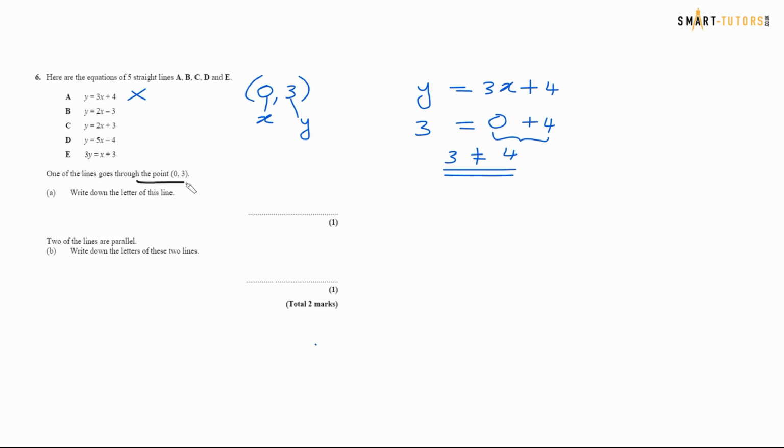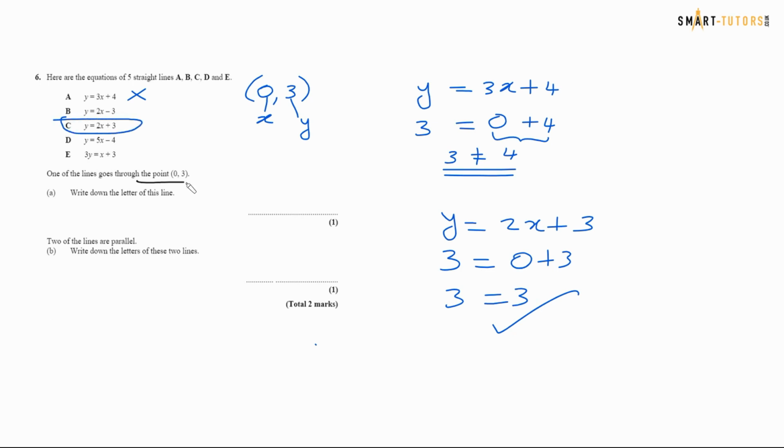So 3 is the y. Okay, let's take this y equal 2x plus 3. The y coordinate is 3, the x coordinate is 0, so 0 plus 3, and 3 equals 3. So mathematically that is right. So that is the equation going through 0, 3. So the rest of them are wrong. This is the only one line passing through 0, 3.